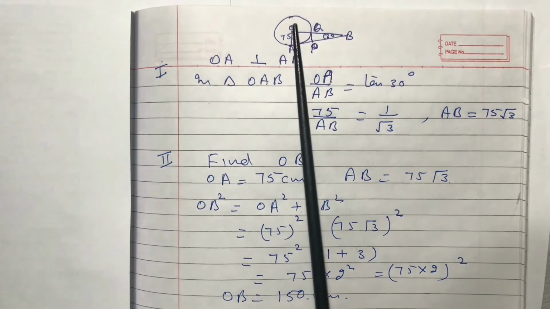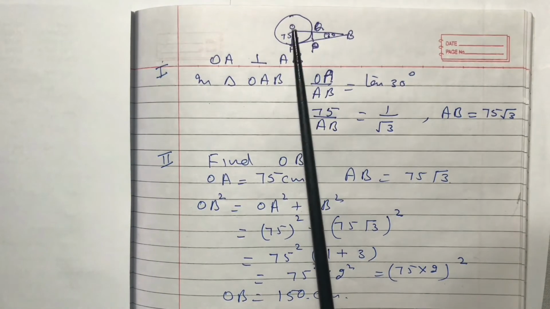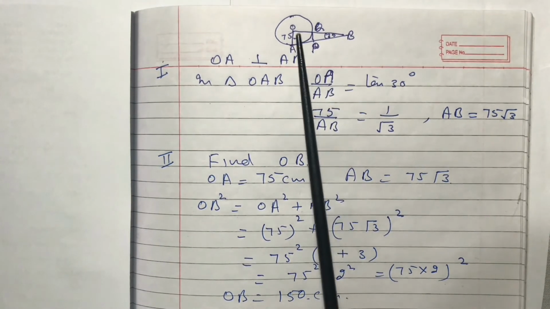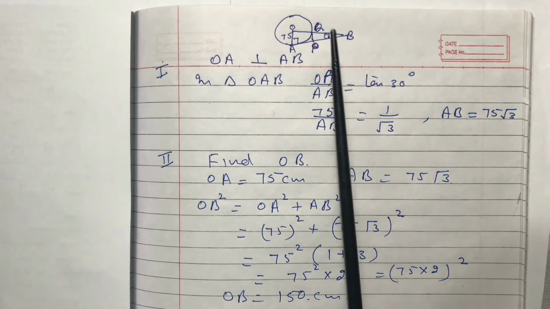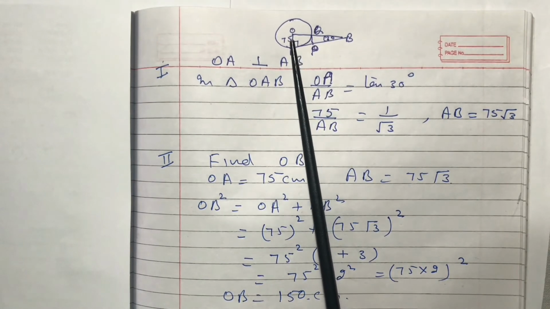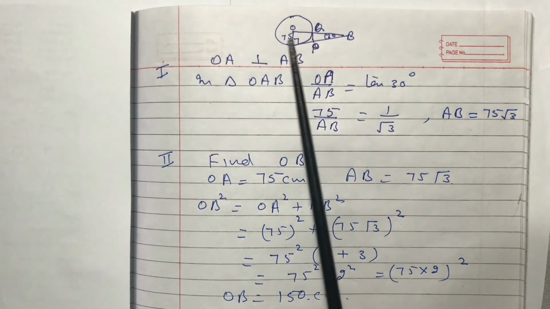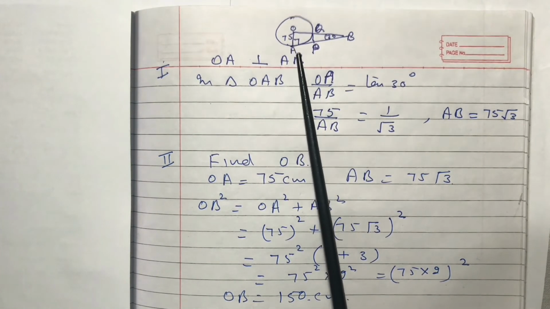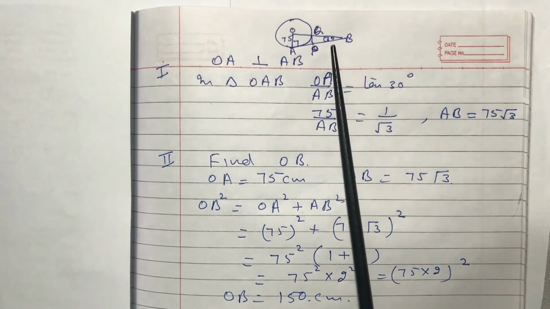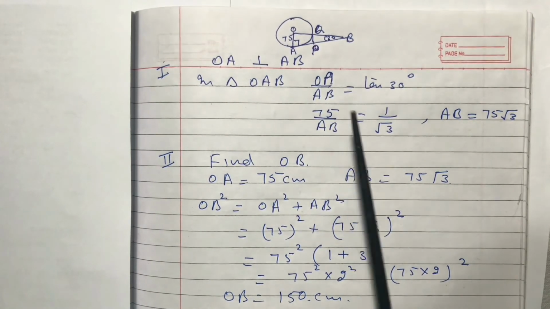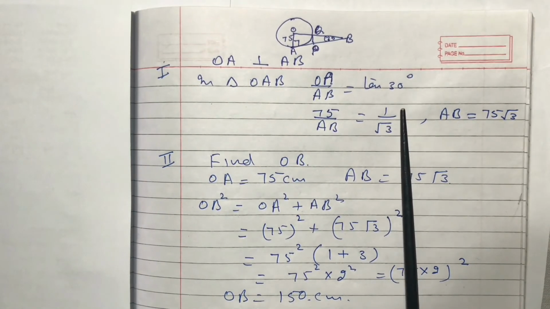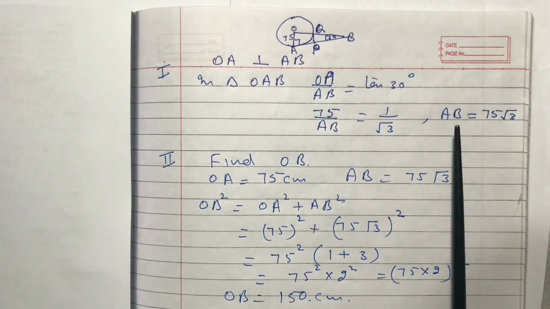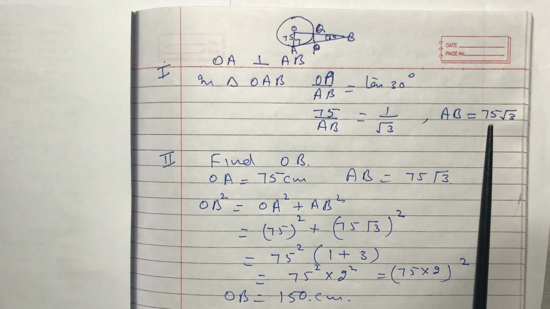Now OA is perpendicular to AB because radius is perpendicular to tangent at the point of contact. We know that. In triangle OAB, now this is a right angle triangle and OA is 75. I am to find the length of this AB. So OA upon AB is equal to tan 30 degree. So 75 upon AB is equal to 1 by root 3. So AB is 75 root 3. Now this is the answer of the first question.